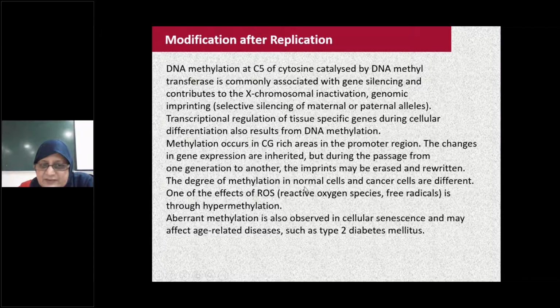And the degree of methylation in normal cells and cancer cells will be different. One effect of reactive oxygen species is through this hypermethylation process. Methylation, although it may be normal, may also be seen in cancer cells. Aberrant methylation is also observed in cellular senescence. That means when the cells grow old, you can see this aberrant methylation, and it may also be seen in age-related diseases such as type 2 diabetes mellitus. You can see this abnormal methylation of the bases taking place.